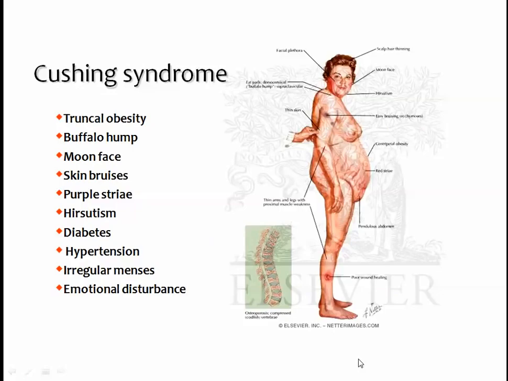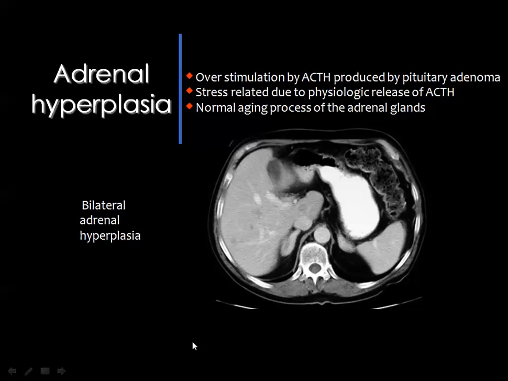This is T1 and this is T2 and this is T1 post contrast. And these are the data of the Cushing syndrome. You all know, of course, the truncal obesity, the buffalo hump, the moon face, skin bruises, and purple stria, hirsutism, diabetes, hypertension, irregular menses, and the emotional disturbances.